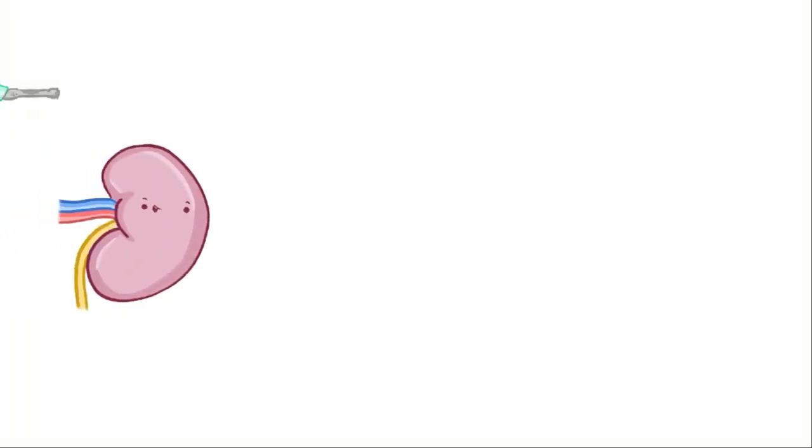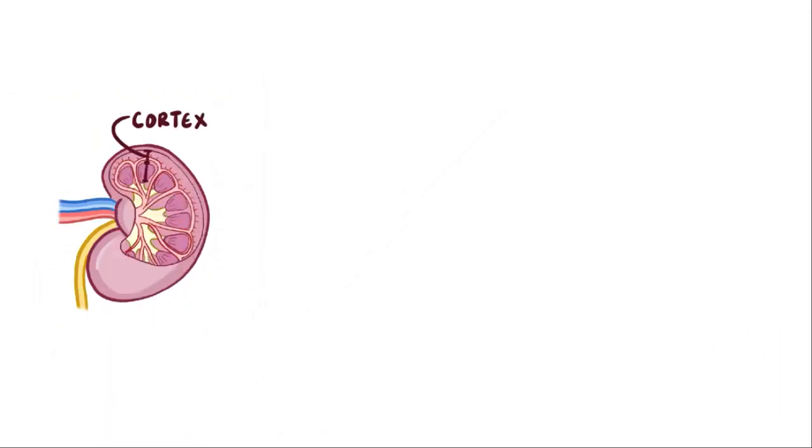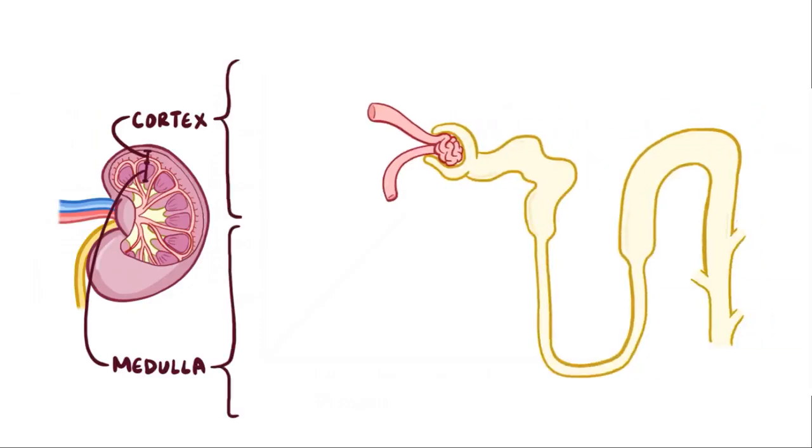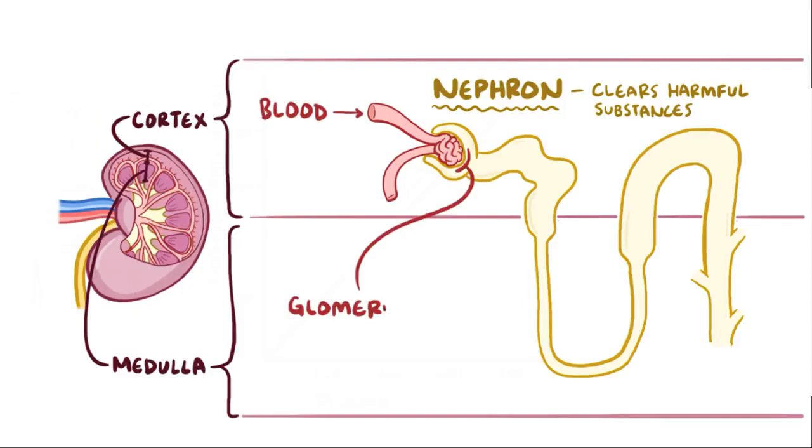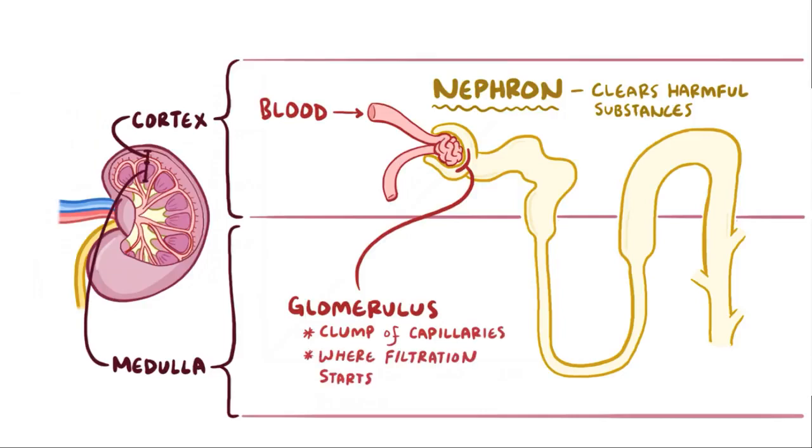If we take a cross-section of the kidney, there are two main parts, the outer cortex and the inner medulla. If we zoom in, there are millions of tiny functional units called nephrons, which go from the outer cortex down into the medulla and back out into the cortex again. These nephrons perform the major function of the kidney, which is to clear harmful substances from the body by filtering the blood. And each nephron has a glomerulus, or tiny clump of capillaries where blood filtration starts.